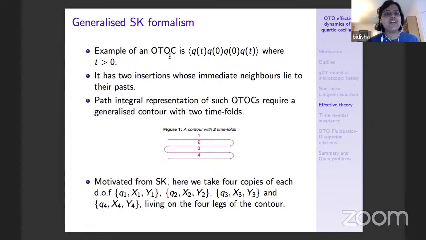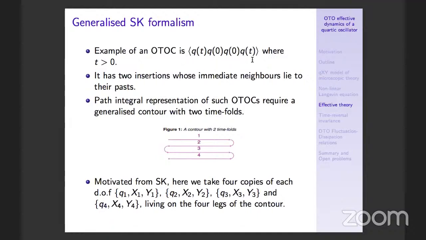So an example of such an out-of-time-ordered correlator is this kind of correlator, where there is an initial density matrix which is inserted at infinite past. So you see that there are two operators whose immediate neighbors will lie to their past. That means inside this correlator, time ordering violation is happening twice, not once.